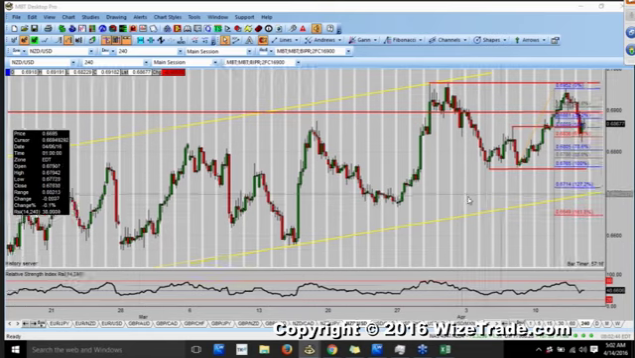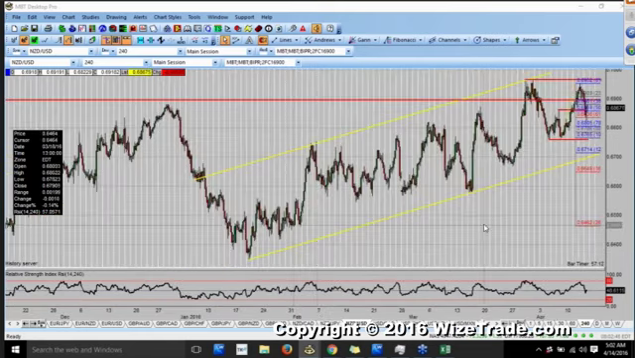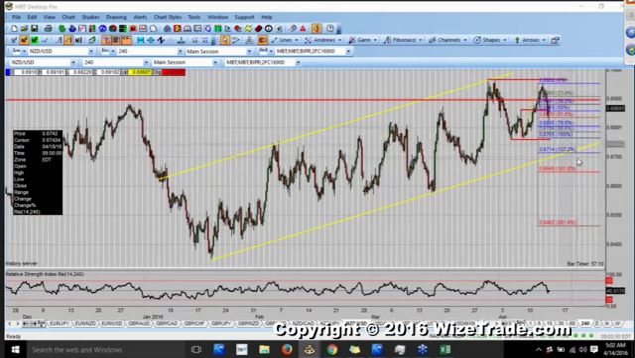I want to point out something that is maybe not so obvious to you, but I want to make sure it becomes apparent. This upward sloping channel. This upward sloping channel is, hold on.